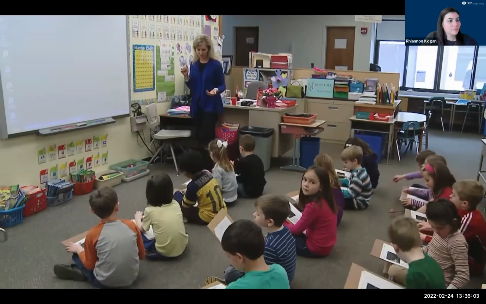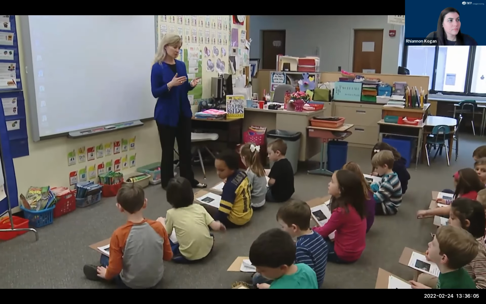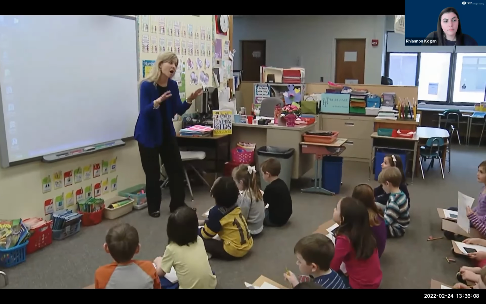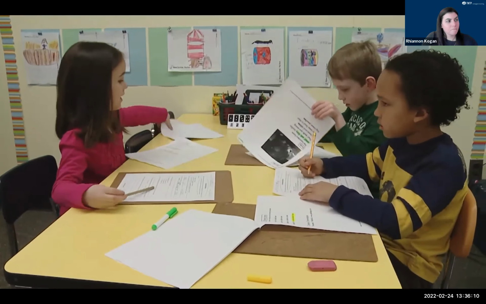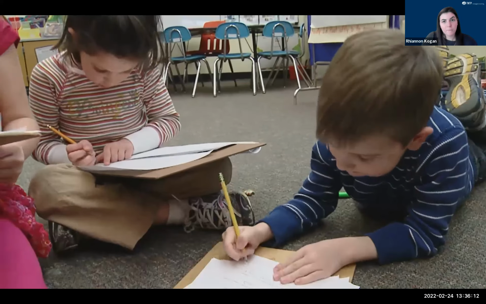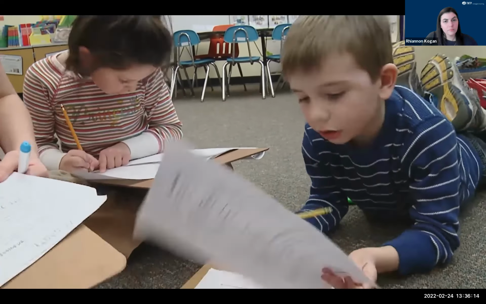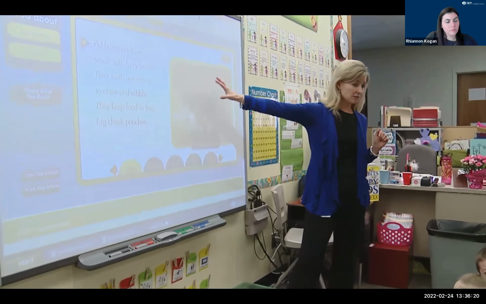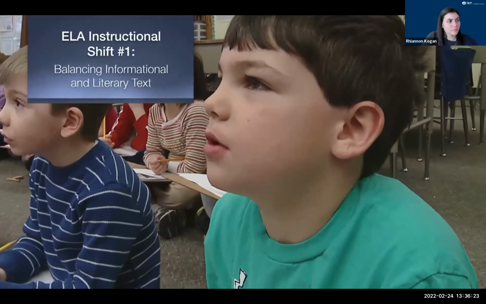Planning for that 50-50 shift of fiction and nonfiction literature can be challenging because it's sometimes difficult to find nonfiction text that's accessible at a first grade level. So we've really worked hard this year with our librarian and with other resources in the school to find things that have that really rich nonfiction text.